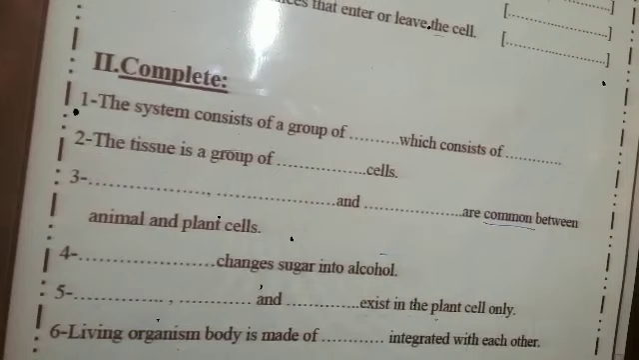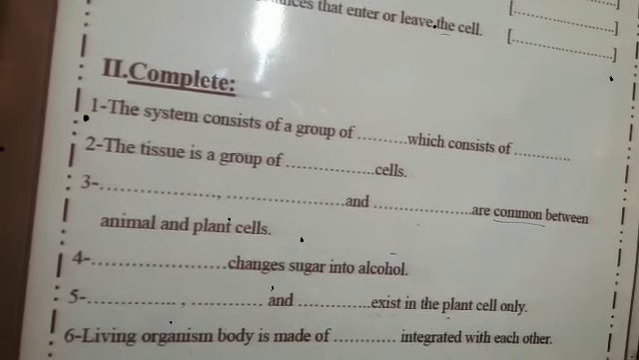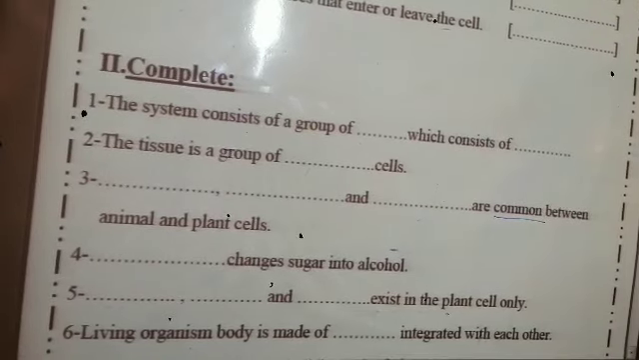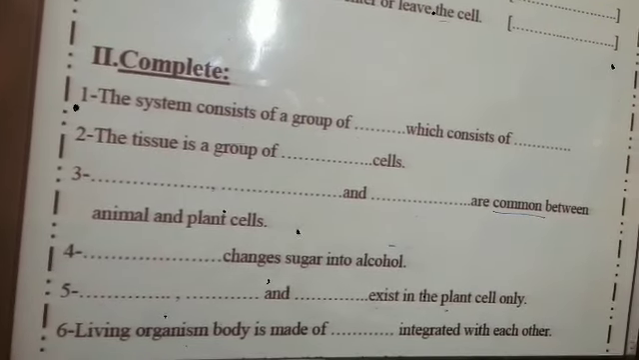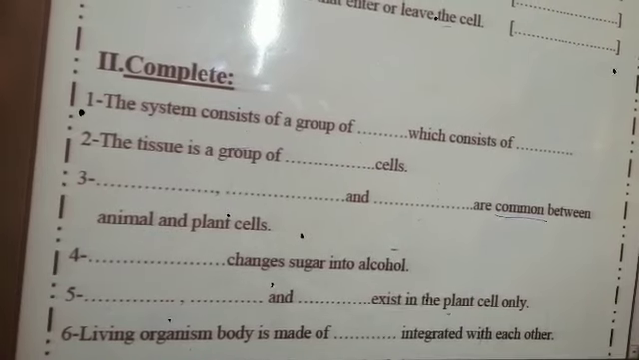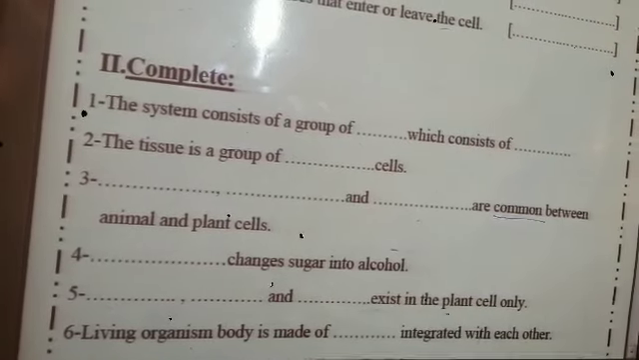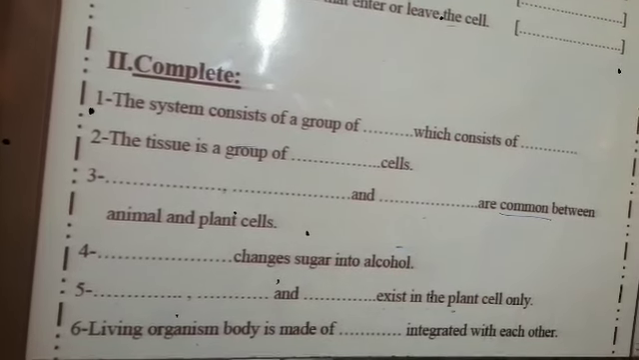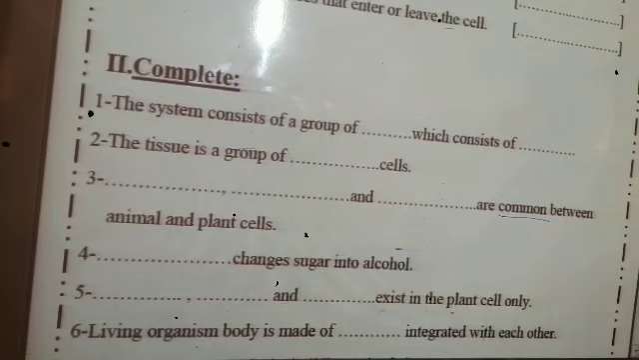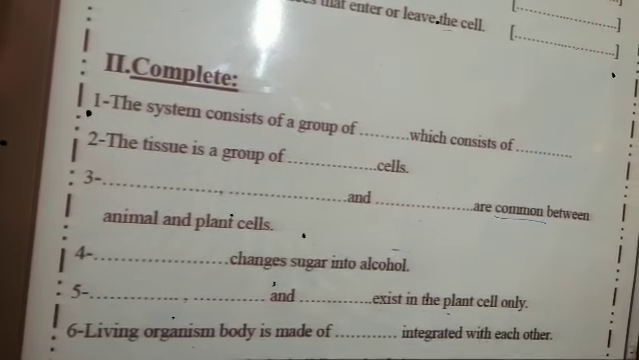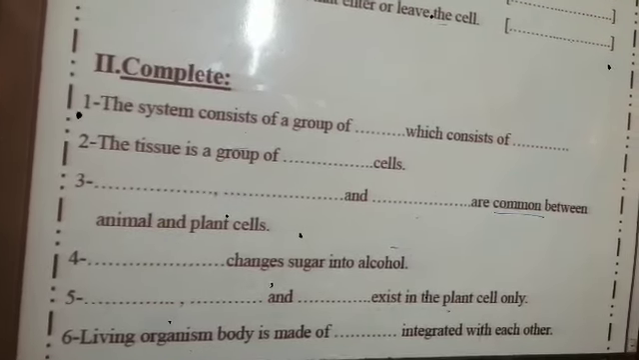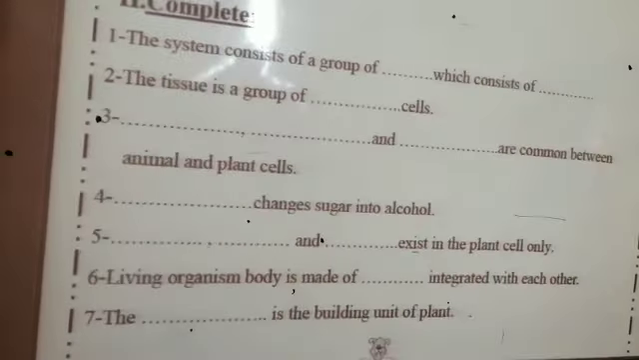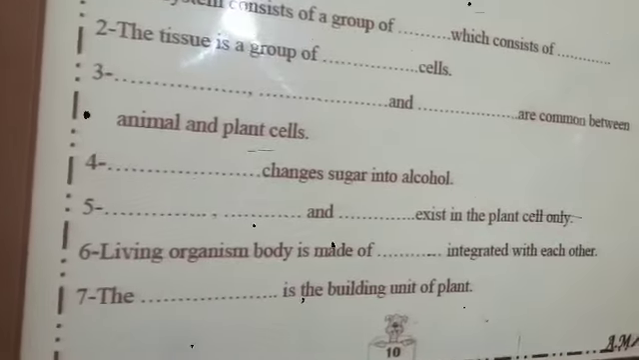Number 4, space changes sugar into alcohol. We use which substance to make bread to change sugar? Which substance in making alcohol changes sugar into alcohol? Number 5, space and space and space exist in the plant cell only. Which components can I find in the plant cell only? Number 6, living organism body is made of space integrated with each other. Number 7, space is the building unit of the plant.